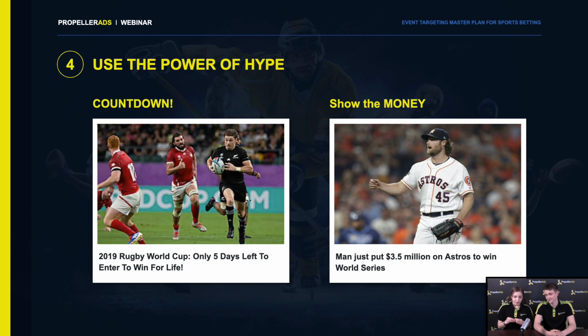Create a countdown, a shortage of time, so it's only 5 days left to enter, to win for life. This is an encouragement for the user to make a decision to bet or not, since the time is limited. And also tease them with the money. Money is actually a carrot. You're waving the carrot before the nose and they're following it. This is also a wonderful strategy. So show the money. Give a promise.